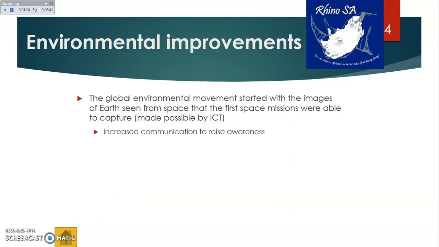The improved communication that makes the population of the planet aware of environmental issues and that motivates people to do something about these issues. Okay, so for example, we are seeing how the ozone layer is being affected by pollution. So the computers can analyze and see how it is affecting the Earth.